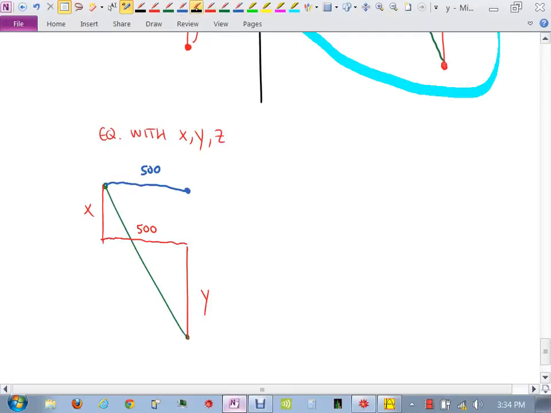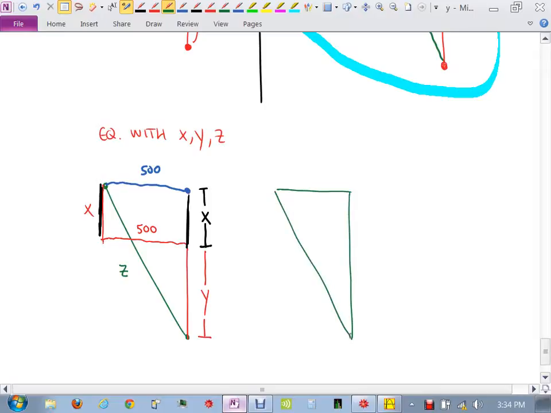And then the x that we have here, if we put it right here, we would have x there that goes from here to here. The y goes from here to here. And then the z, of course, is still here. And we have a new triangle that looks like this. It's 500 here, z here, and this side is x plus y. And it's a right triangle.